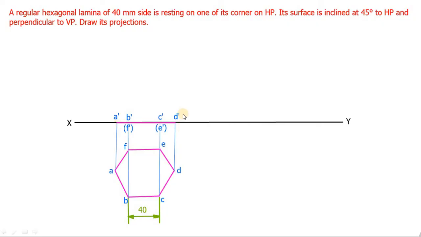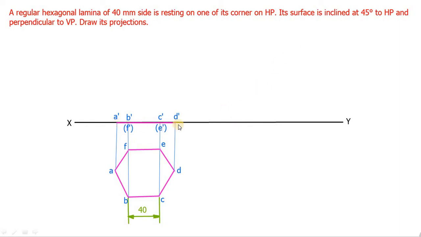Okay. So this is the simple projection of the hexagonal lamina when it is resting on HP on one of its corner. Clear? Then we can start the second question, that is it is given that its surface is inclined 45 degree to HP. The surface is A, B, C, D, E, F. So hexagon will have 2 surfaces on either side. We are going to tilt one surface 45 degree to HP.